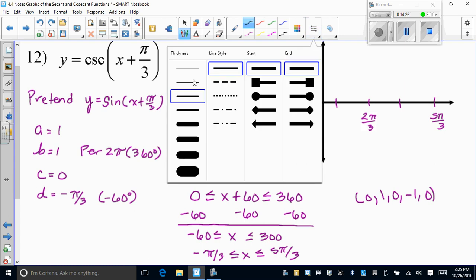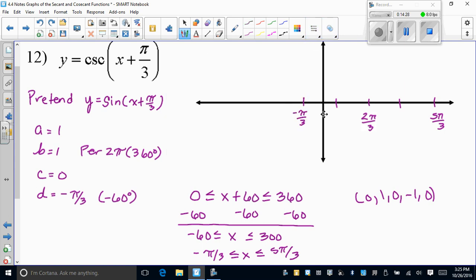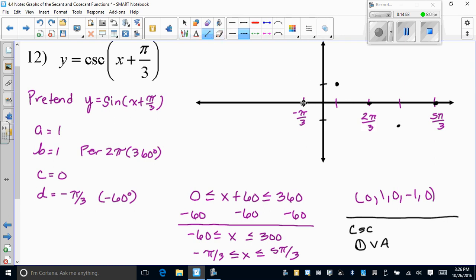So my first point is at 0. My next point is at 1. I guess I could have thrown my 1s in there. It's at 1, back to 0, down to negative 1, back to 0, and that's where we stopped. And we're ready now to graph cosecant. So reminder 1, vertical asymptotes is first. Everywhere that you put a dot on the x-axis.